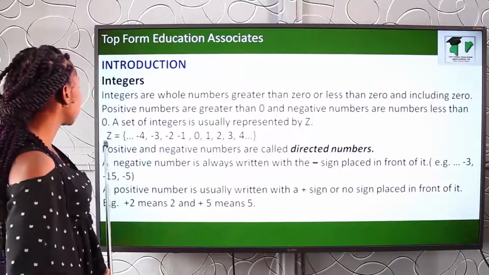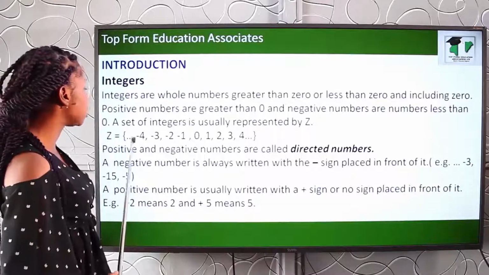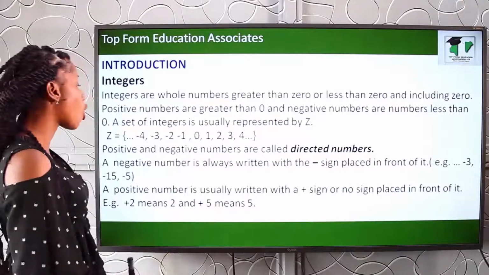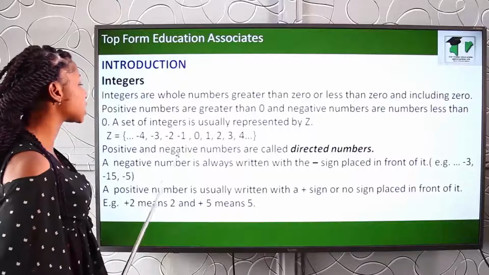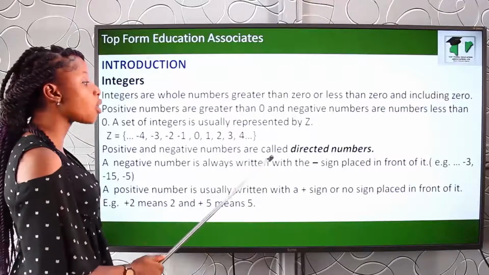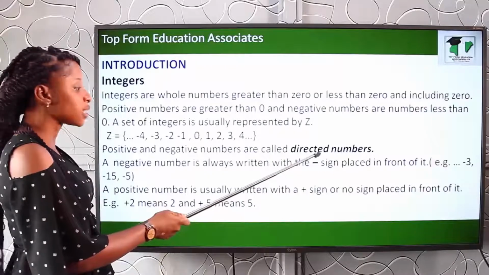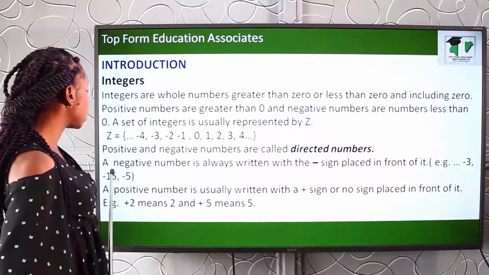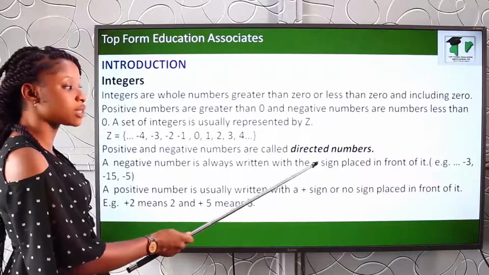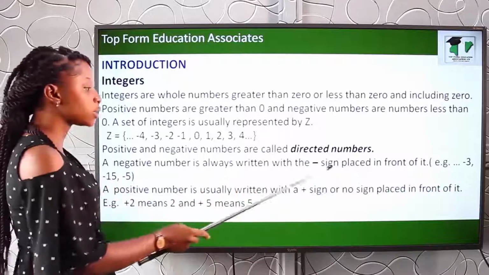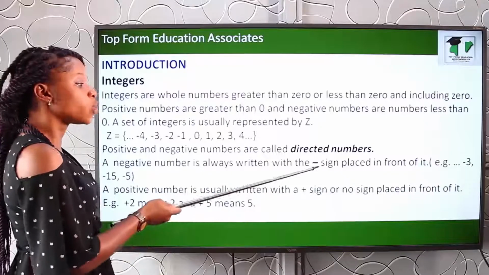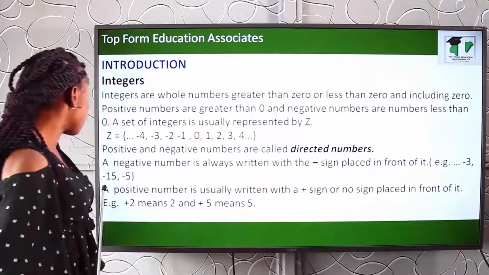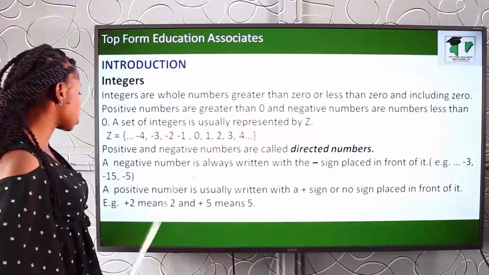Now, this is our integer sign, and these are integers: -4, -3, 0, 1, 2. Both positive and negative numbers are called integers. Positive and negative numbers, or integers, are called directed numbers. A negative number is always written with the minus sign placed in front of it. This is a minus sign. Look at the examples here: -3, -15, and -5.